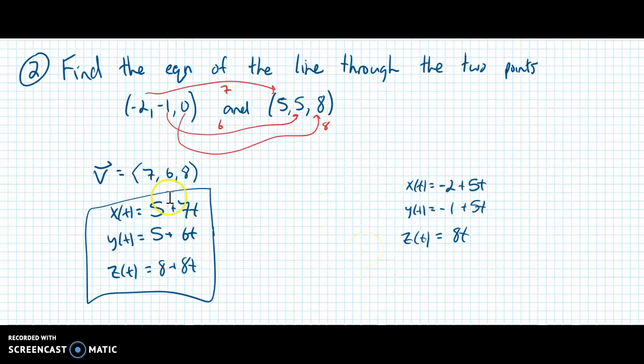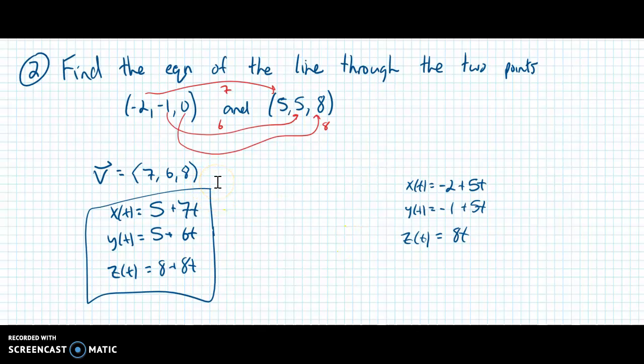So, instead of 7, 6, 8, you could have had double everything or triple everything or negative everything, right? And as long as yours is a multiple of this, and those are on the t's, and then hopefully you just used either this point or that point, then yours is correct.